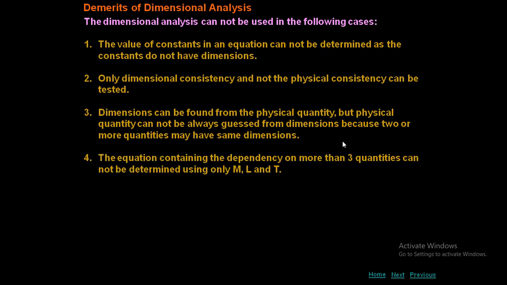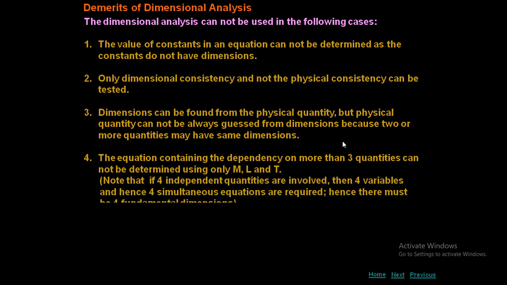The equation containing the dependency on more than 3 quantities cannot be determined using only M, L and T. So the third application is applicable only for 3 quantities, that too if they are dependent only on mass, length and time. If you have other physical quantities, we cannot determine by using dimensional analysis. Note that if 4 independent quantities are involved, then 4 variables and hence 4 simultaneous equations are required, and hence there must be 4 fundamental dimensions.